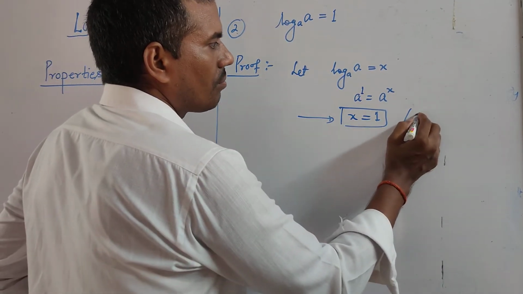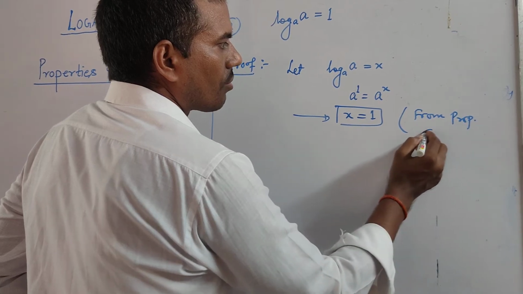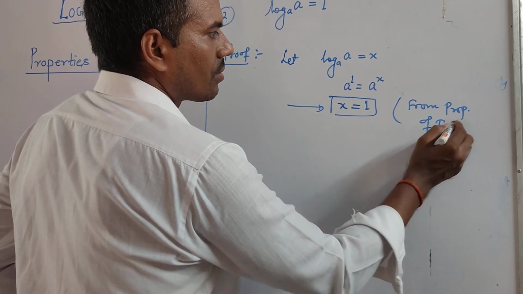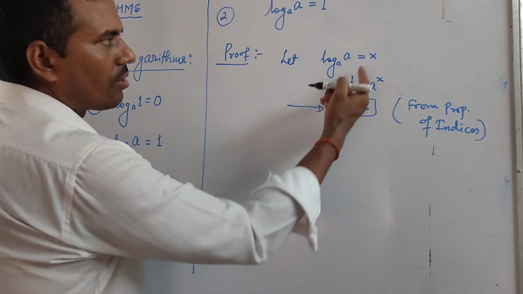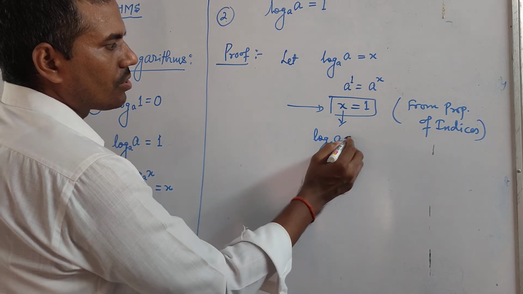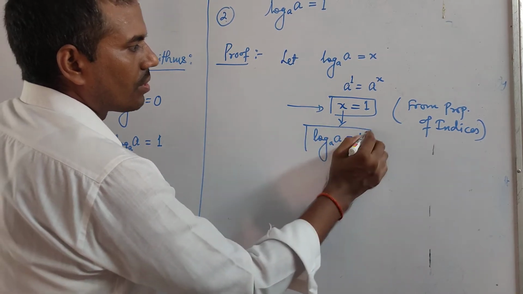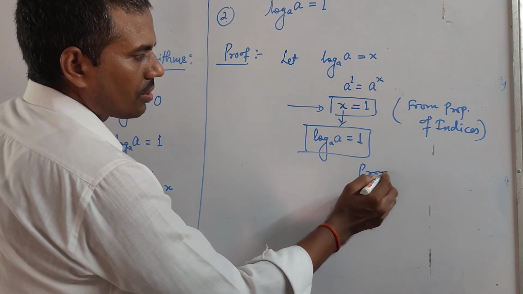This is from property of indices. So resubstitute the value of x, log of a to the base a is equal to 1. This is the second property of logarithm that is proved.